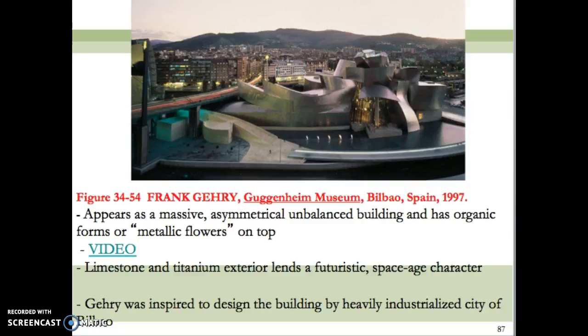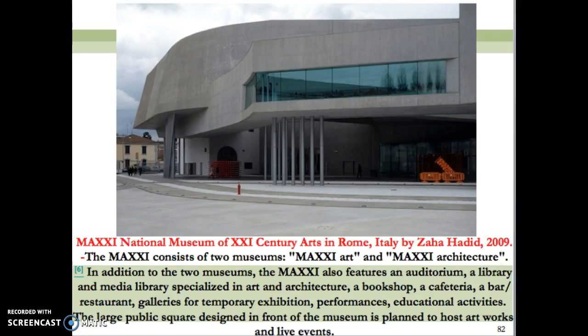Which, as I said, is a new building material. It's this very durable, very shiny metal that allowed him to create all of these very organic, curved surfaces on the building. Okay, I realize that I need to get moving along here, girls, because we have a lot more to cover. So I need to talk to you a little bit about Zaha Hadid's Maxi Museum in Rome, Italy.